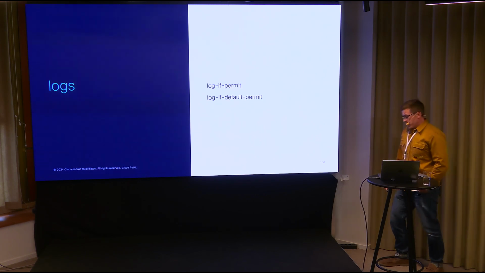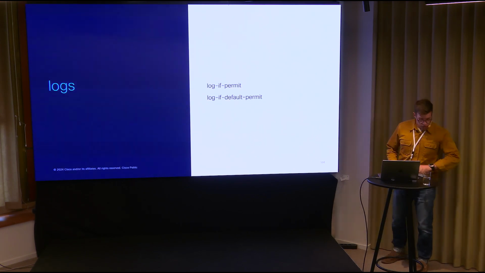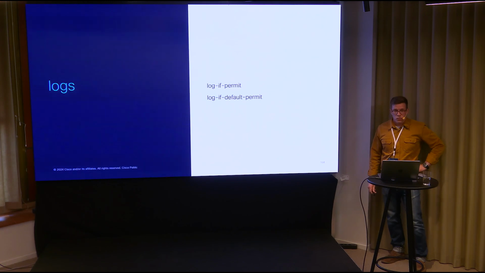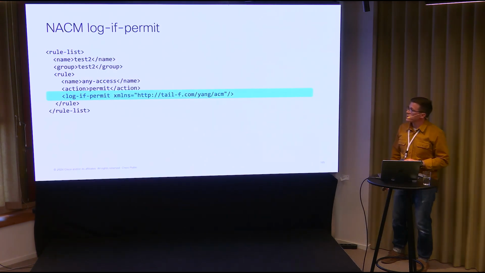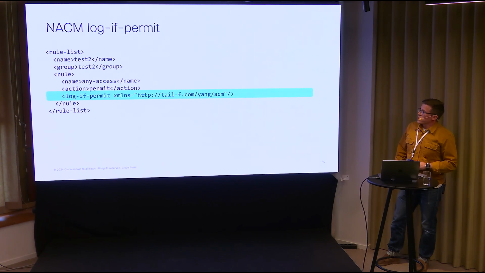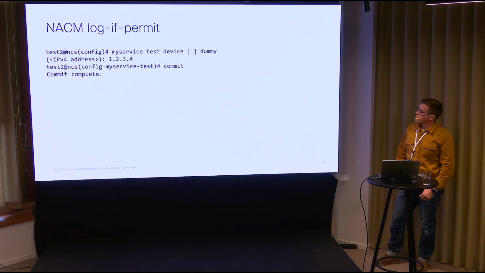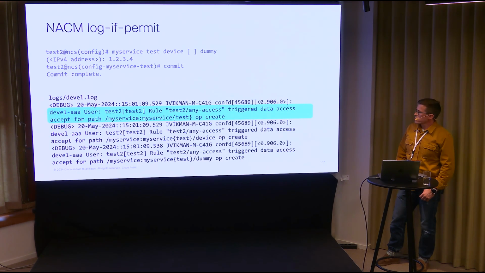So what if we want to troubleshoot our permit rules? There are also some augmentations here for logging that you can use. I use it a lot. If the rule has a permit action, then you can add this log-if-permit. And again, you need to use the namespace here. Yeah, and we've seen examples of that already.